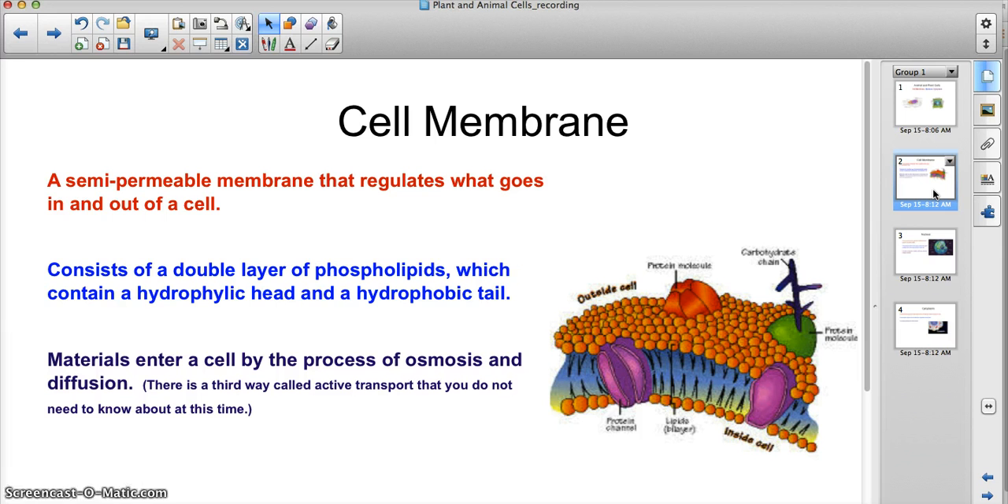You don't have to know about active transport, but I do just want you to recognize that there is a third method that things get into a cell called active transport. That's something that you'll learn down the road in biology or anatomy and physiology. But anyway, those are the main things you need to understand. Really, the first two especially. Semi-permeable membrane made of a double layer of phospholipids.